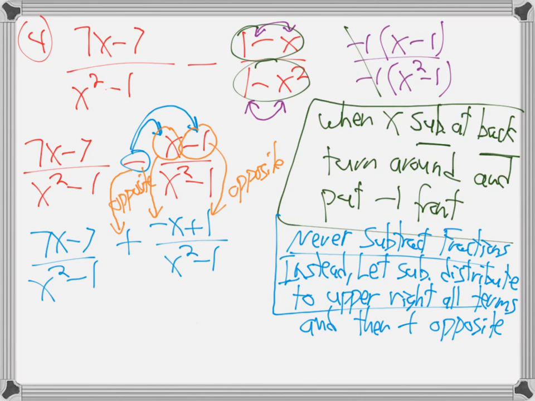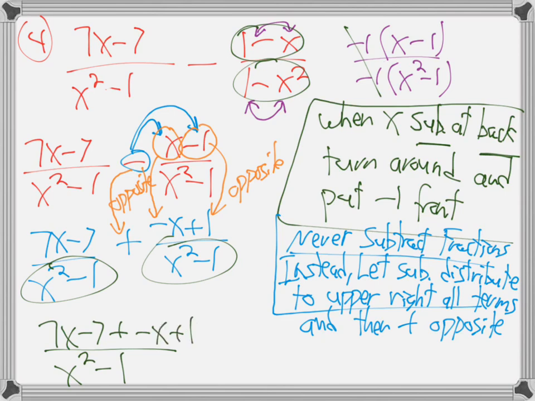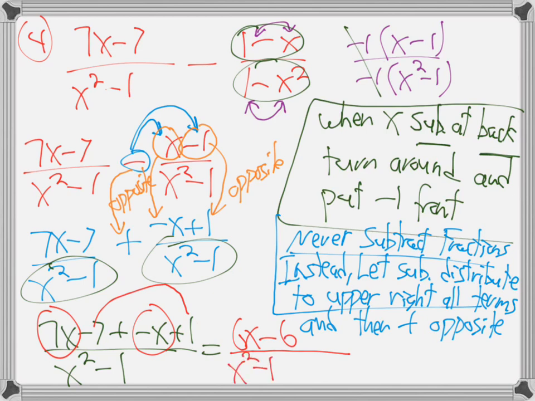Now they have common denominator, don't they? So I can combine them. 7x minus 7 plus negative x plus 1. Just combine them into one fraction, huh? Once the bottoms match, you can make them one fraction. Okay, and where does that leave me? 7x minus x, 6x. Minus 7 plus 1, minus 6. Over x squared minus 1.